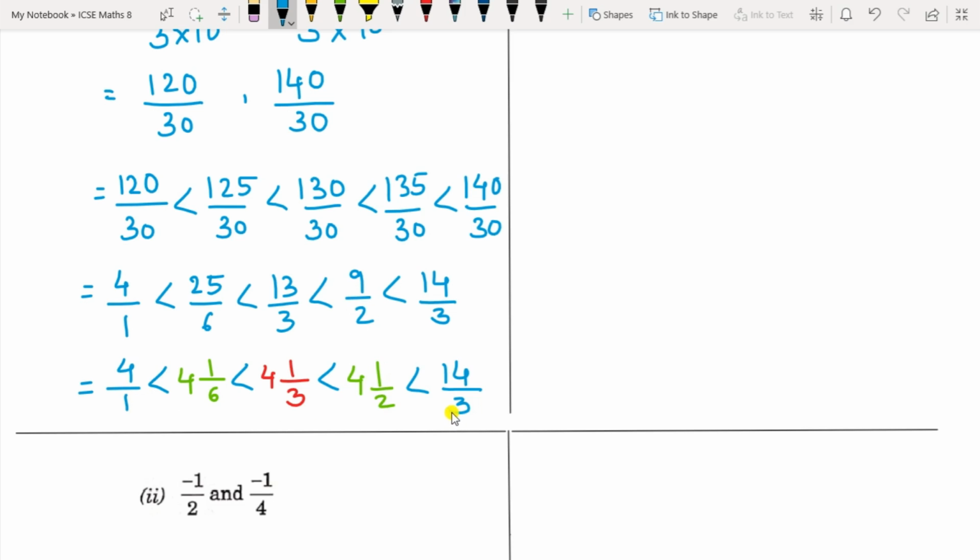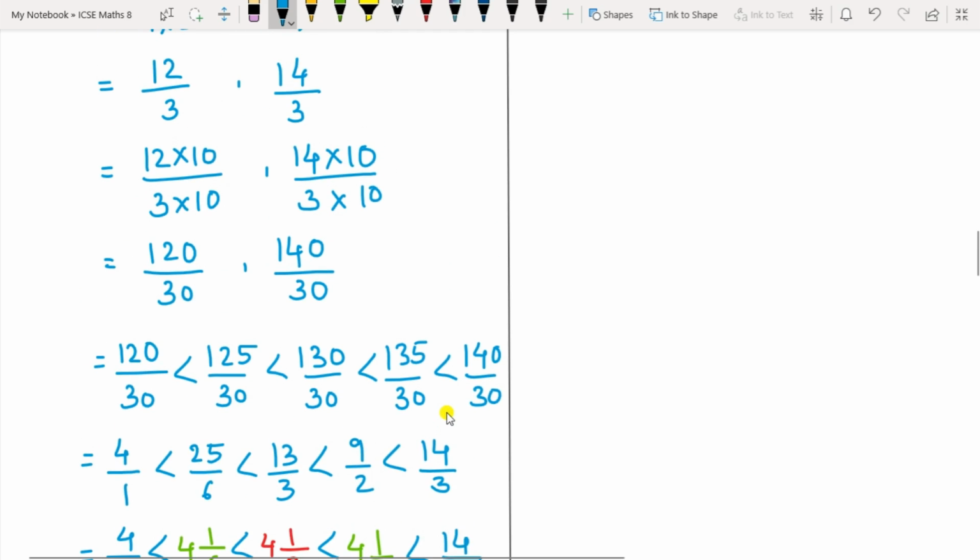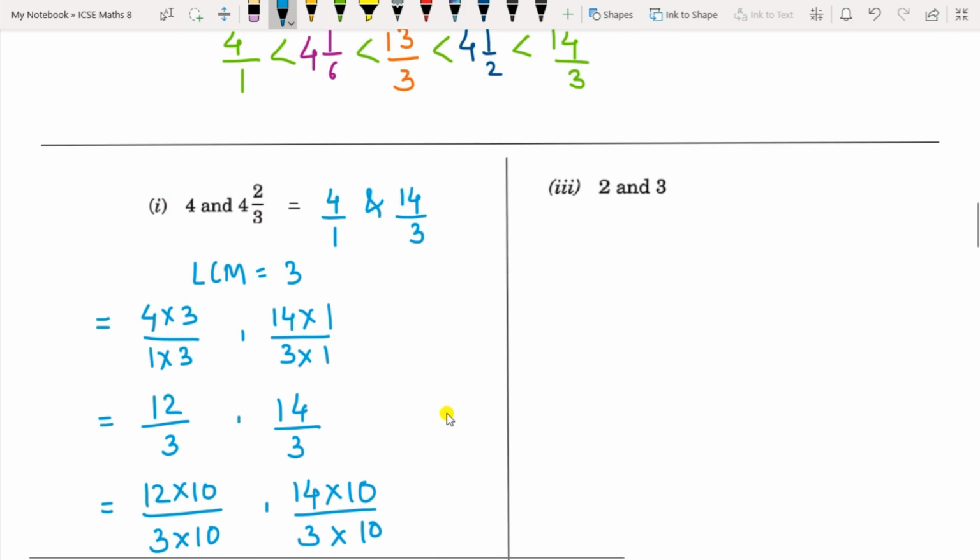So this way you have to solve. That makes it easy to understand. So just multiply by 10. You can take any number, but 10 is easy to remember and easy to do too.